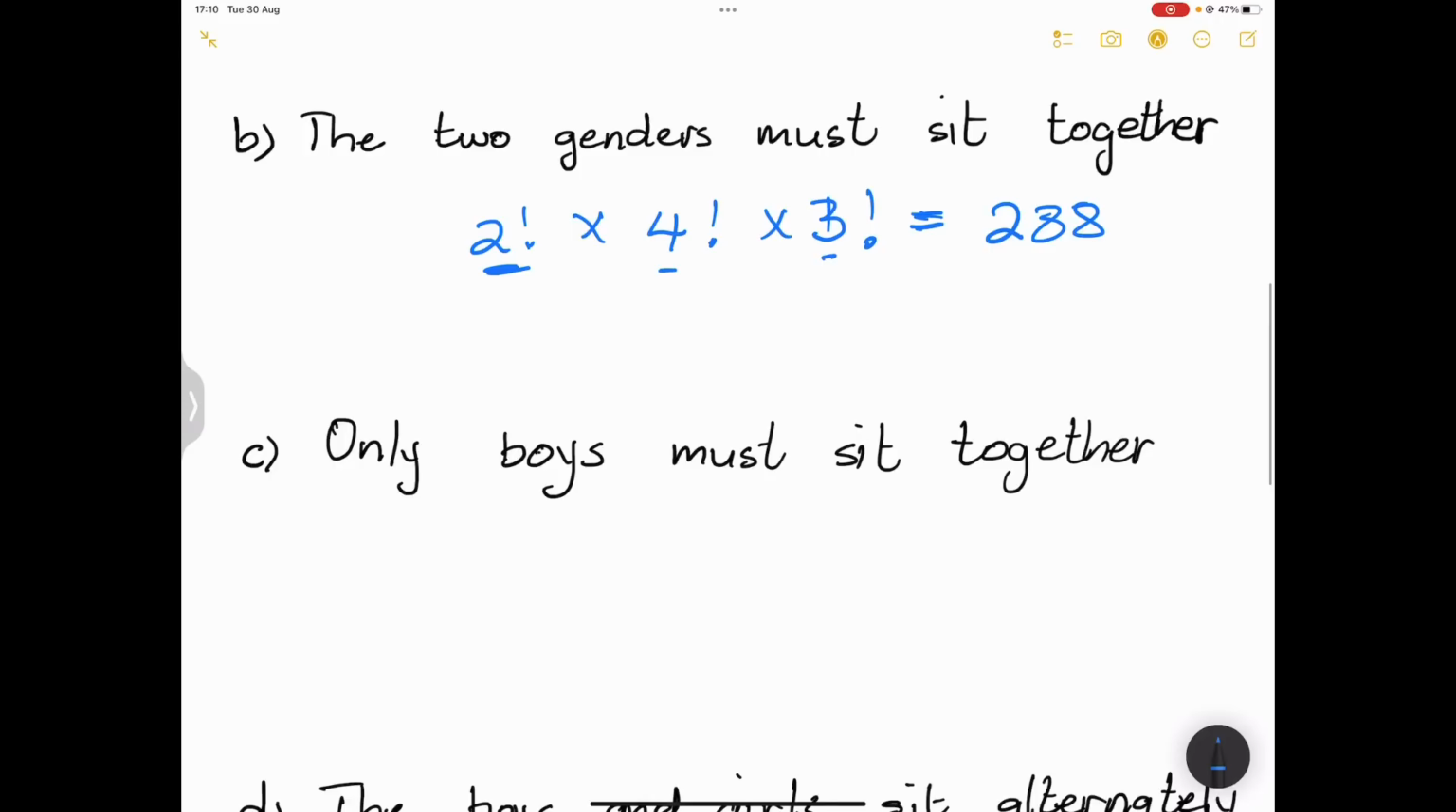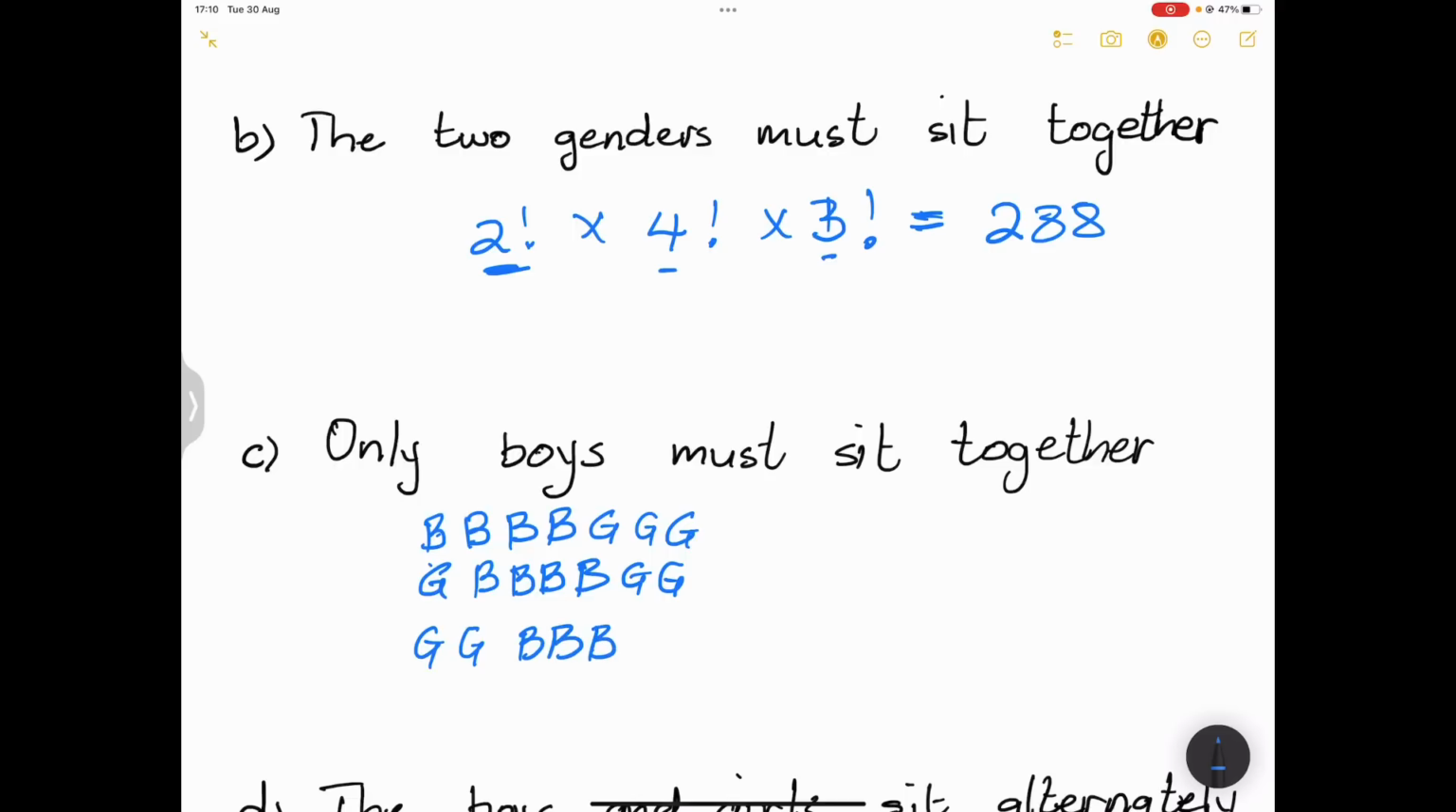They say, if only boys must sit together. Right, so we've had a look at that, right? So you can either have boys sitting together, starting with the boys first, and then girls, girls, girls. Or let's start with the girls. So only boys sitting together: girls, boys, boys, boys, boy, and girl, girl, right? And of course you can look at girl, girl, boy, boy, boy, boy, and another girl, and so on and so forth, right?